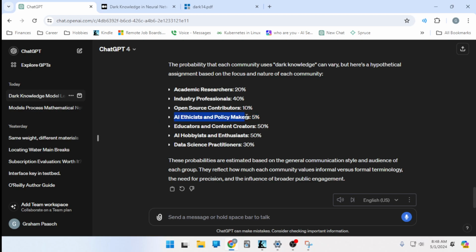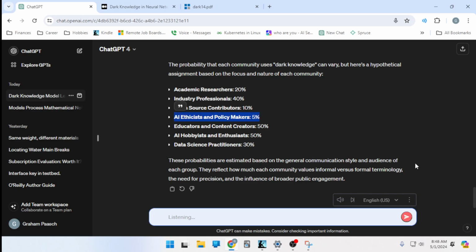So a good thing for me to do next might be to go and listen to some more AI ethicists and policymakers. So list for me the top 10 AI ethicists and policymakers that exist in the world today.